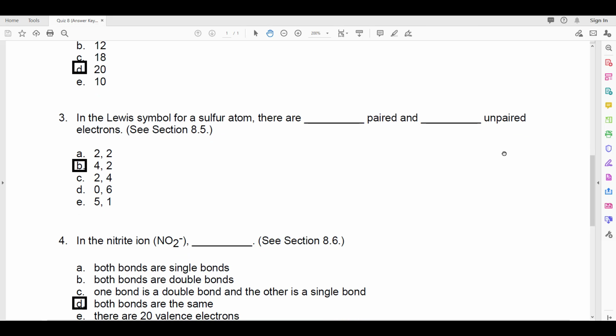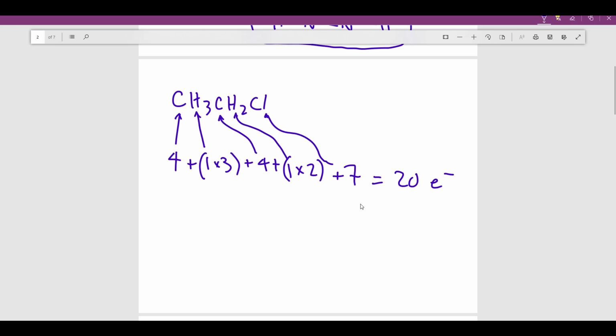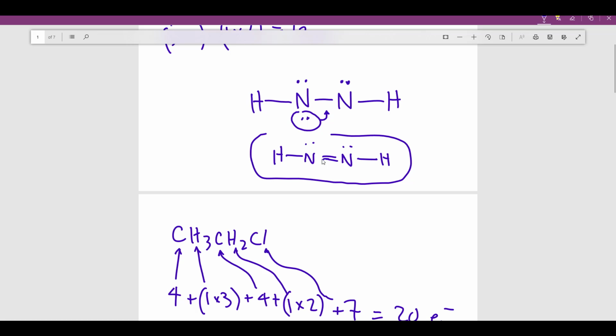Now let's go down to the Lewis symbol for a sulfur atom. Now Lewis symbols are a little bit different from Lewis structures. In Lewis structures, like the one we did up here with this N2H2, when we put electrons on an atom, we do pair them up. We do not put one electron on one side of an atom and another by itself on the other side of the atom. You do not do that in Lewis structures.